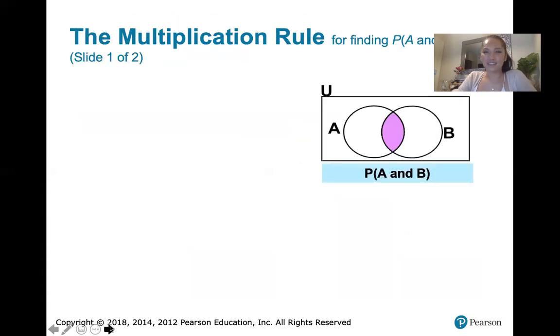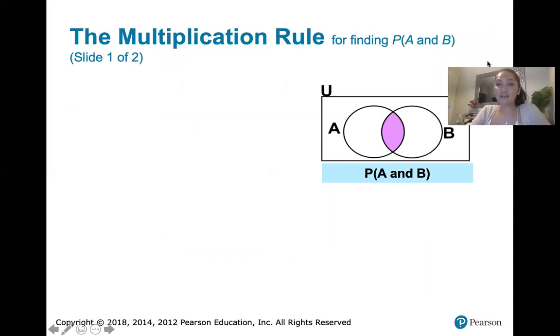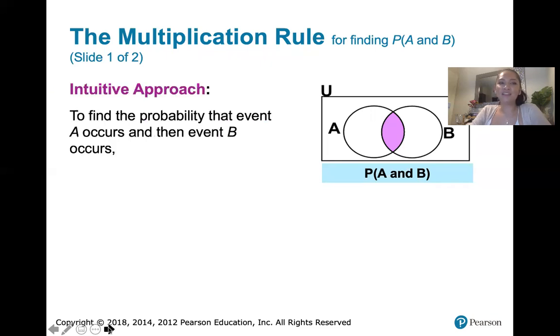So all of this is related to the multiplication rule. And again, the multiplication rule allows us to find the probability that A happens and B happens. There are a couple of ways that we're going to look at this. We're going to look at the intuitive approach and the algebraic or formulaic approach, the multiplication rule. In the intuitive approach, this is what we'll say.